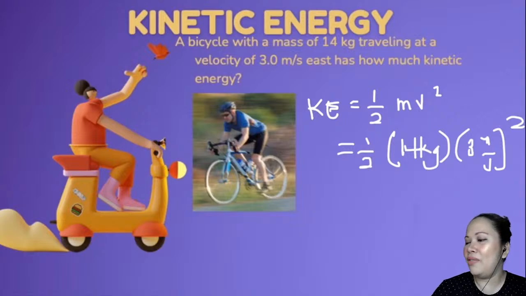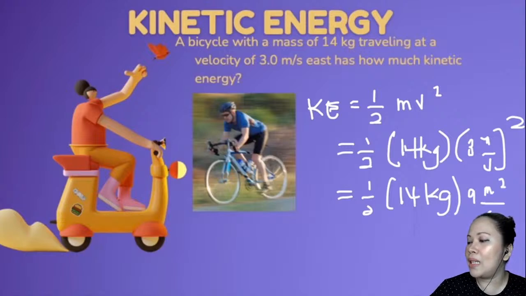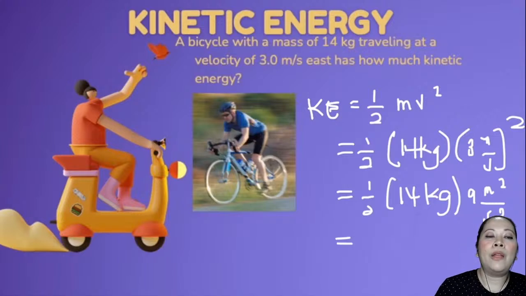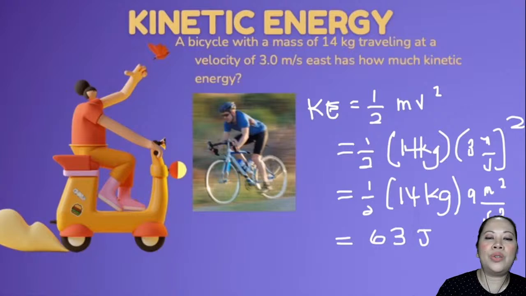So we have 1/2, 14 kilograms. Remember your rule in exponents. That's 3 meters per second, and it's being squared, so that becomes 9 meters squared per second squared. It's not just 9 meters per second. So 1/2 of 14 is 7. 7 times 9 will be 63. And then all you need to do is put the unit: 63 joules.